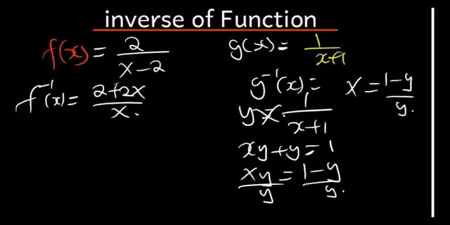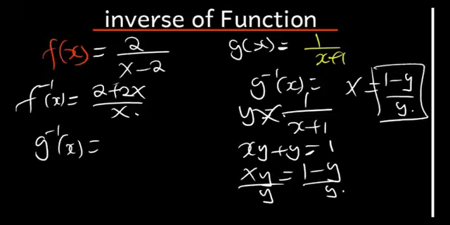Meaning that my g inverse is going to be equal to, now where there is y in this part here, I'm going to replace it with x. So it's going to be 1 minus x divided by x.